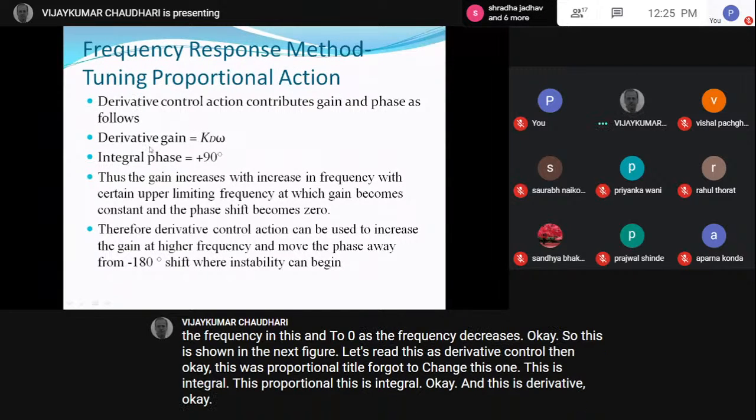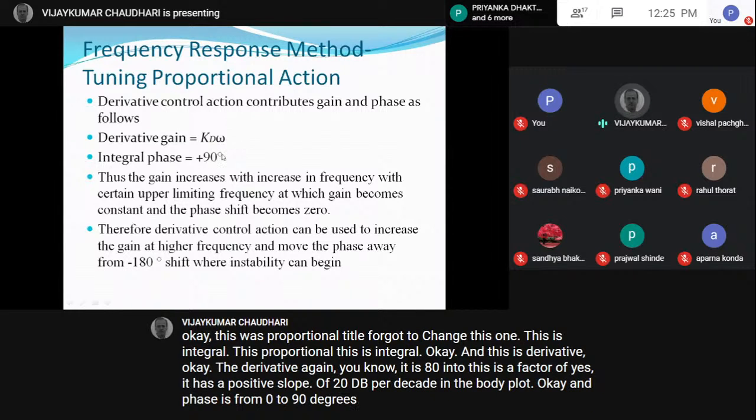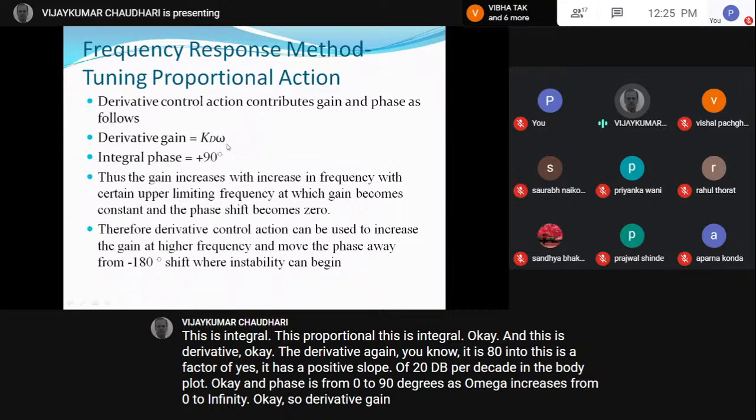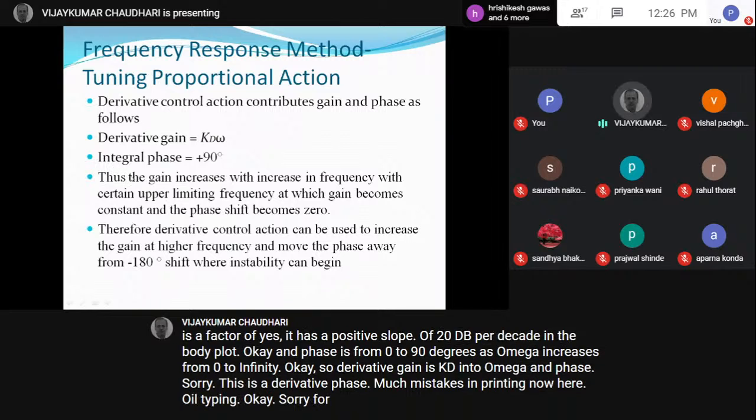So the derivative gain, we know, is Kd into s. It has a positive slope of 20 dB per decade in the Bode plot, and phase is from 0 to 90 degrees as omega increases from 0 to infinity. So derivative gain is Kd into omega. There are many mistakes in printing while typing, sorry for that. Read this as derivative phase.